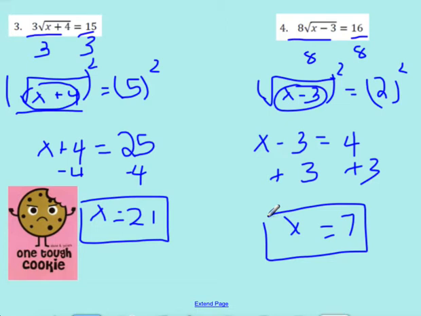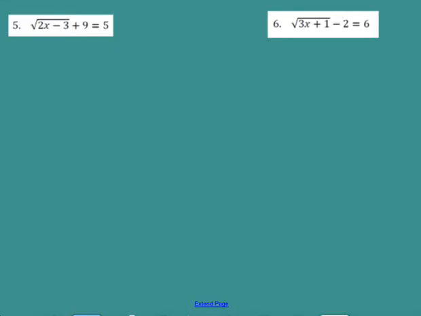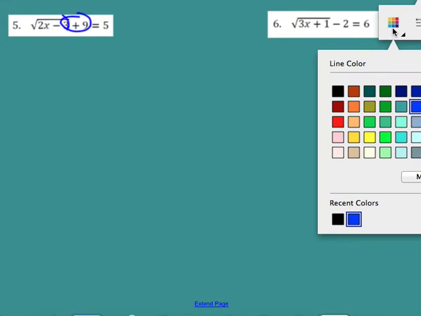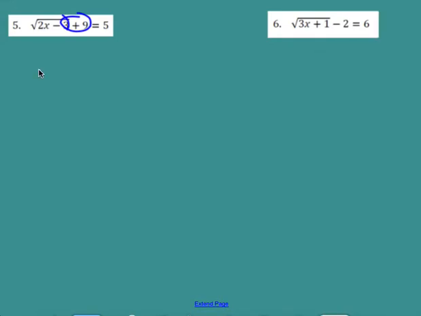All right, let's take a look at number 5. For number 5, the first thing I want to do is get rid of this constant, this 9. Notice that that's not underneath the radical. Since the radical stops after the 3, that 9 is not underneath the square root, which means I need to bring that 9 over to the other side. So I'm going to subtract 9 from both sides. Then I get 2x minus 3 left underneath the radical, and then I'm going to have 5 minus 9, which is negative 4.